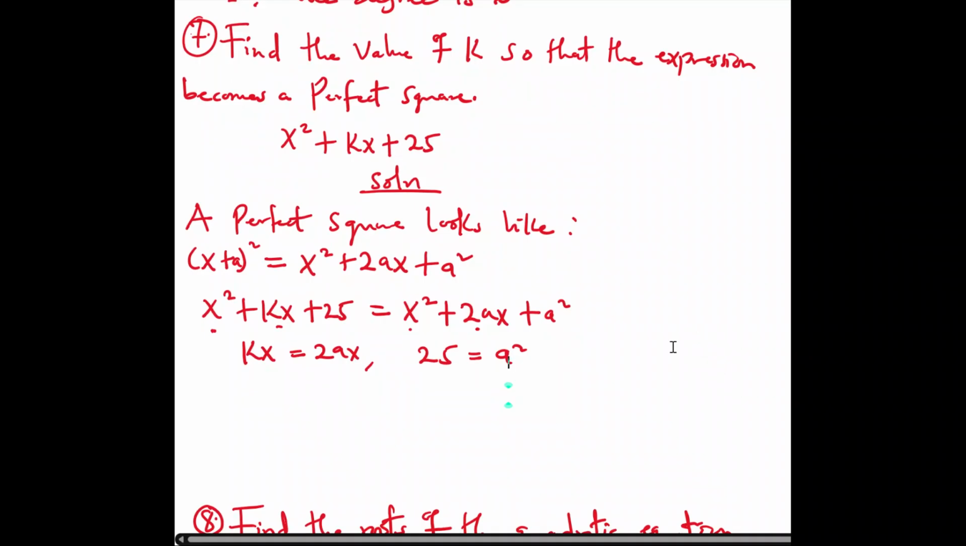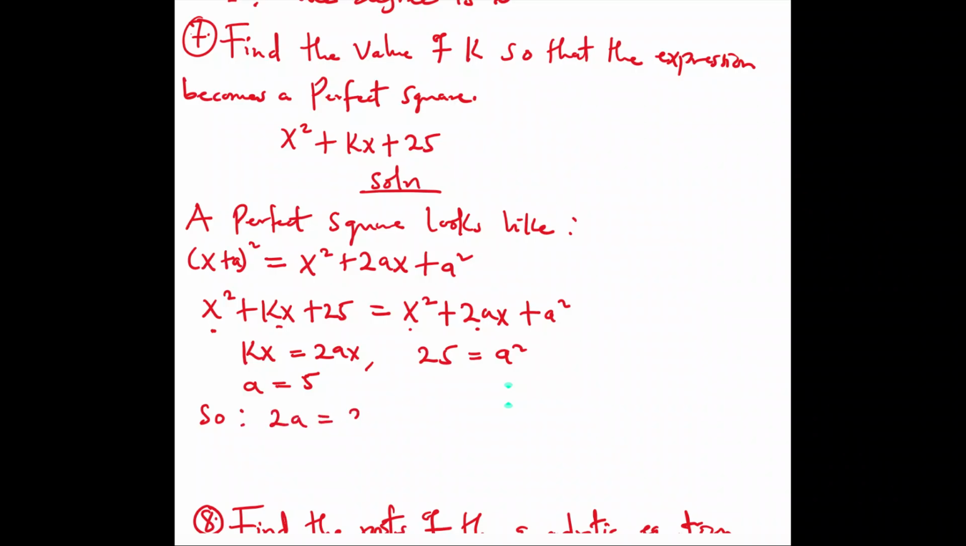So from the equation we already have that a squared is equals to 25. So if a squared is equals to 25, that means for us to get a, we have to find the square root of 25. So therefore we say that a is equals to 5. Okay, so if a is equals to 5, therefore we say that 2a is equals to 2 times 5, which will be equals to 10. Okay, and we know that kx is equals to 2ax, right? So k now will be 10 because 2a is 10.